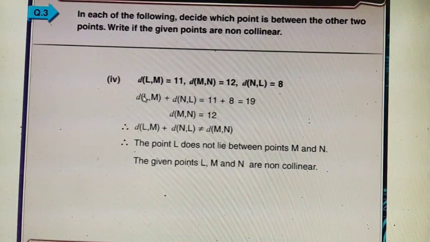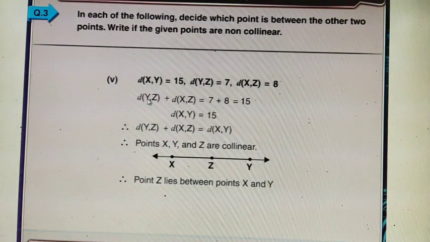Fourth, distance between L and M is equal to 11, distance between M and N is equal to 12, distance between N and L is equal to 8. We will take the smaller distances, that is 8 and 11. We will add these smaller distances, distance LM plus distance NL is equal to 11 plus 8, which is equal to 19, and distance MN is equal to 12. Therefore distance LM plus distance LN is not equal to distance MN. Therefore the point L does not lie between points M and N. The given points L, M and N are not collinear points.